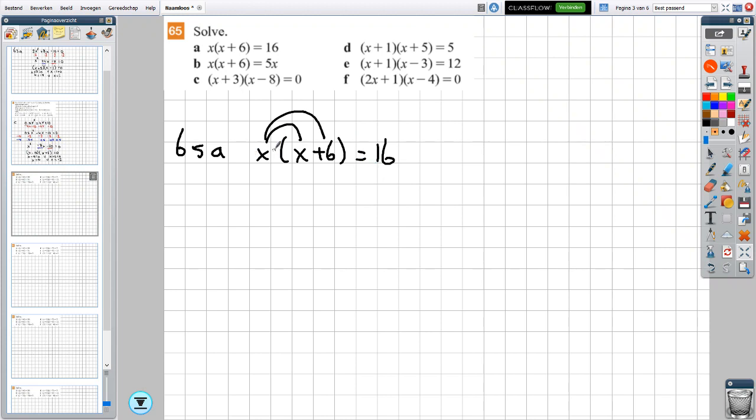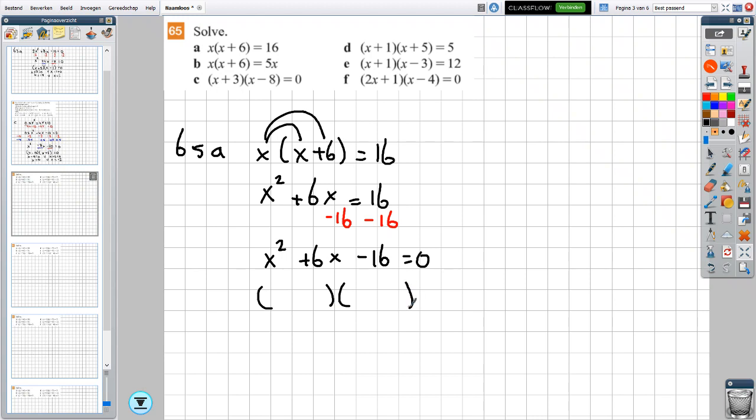Take a look. X times x is x squared. X times 6 is 6x equals 16. Now I want to make the right hand side 0. So I do minus 16 on both sides. X squared plus 6x minus 16 equals 0. This is not a product yet. The right hand side is 0.